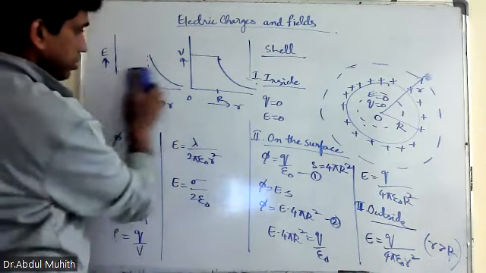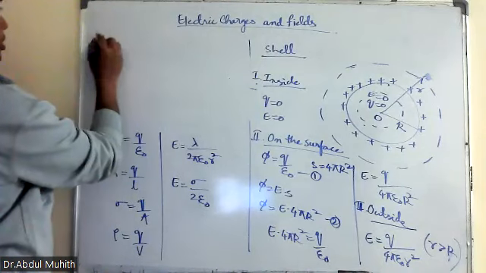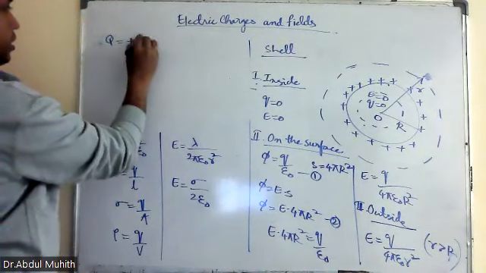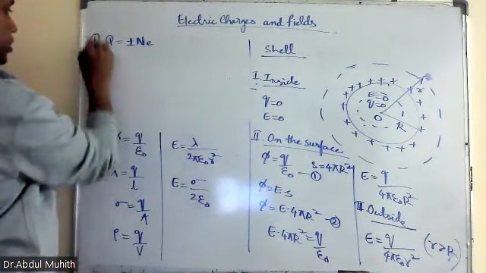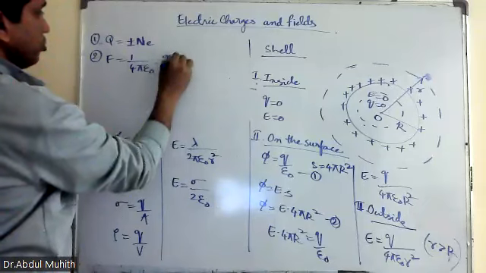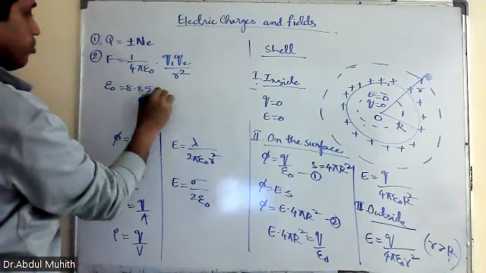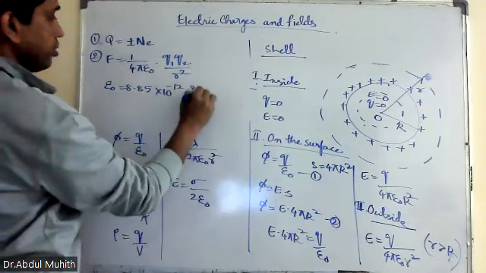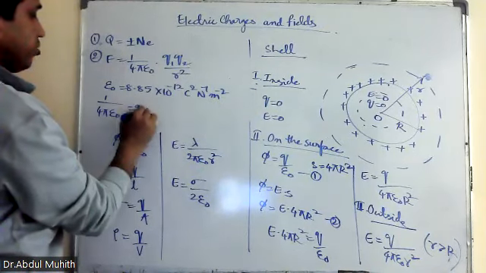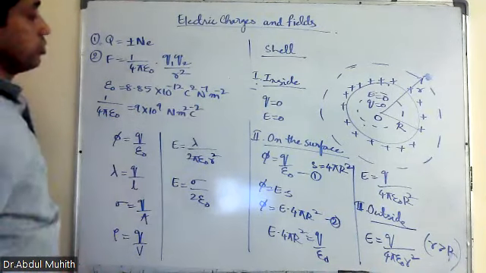The first formula starts from Q is equal to plus or minus n e, that is quantization of charge. Second, Coulomb's law: F is equal to 1 by 4 pi epsilon 0 into Q1 Q2 by R square, where epsilon 0 is equal to 8.85 into 10 to the power of minus 12 Coulomb square per Newton meter square. And 1 by 4 pi epsilon 0 is equal to 9 into 10 to the power of 9 Newton meter square per Coulomb square. So these are the values.